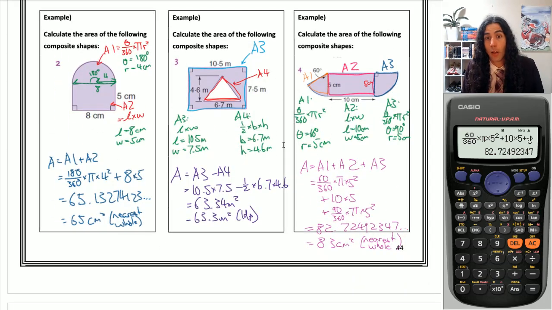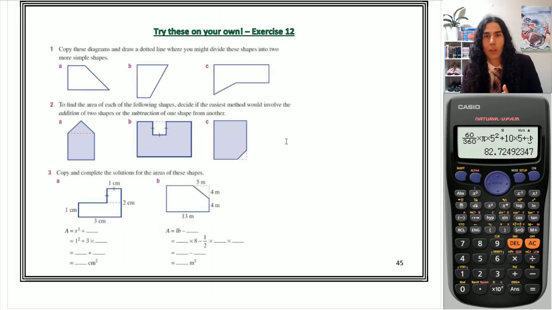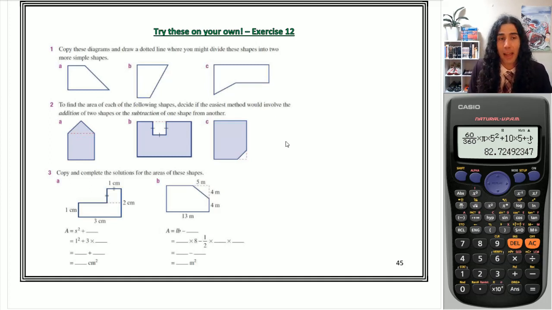Good. All right, I'm going to scroll down. And here we go. All right, try these on your own. Copy these diagrams. Draw a dotted line where you might divide these shapes. I'm just going to do the one on the left each time. Hey, A is a bad one. That's a trapezium. You don't need to divide that. B, also a trapezium. You don't need to divide that.